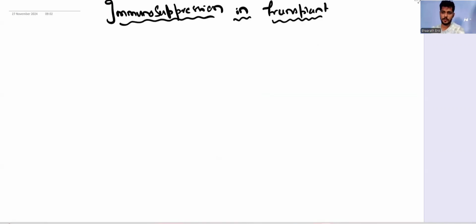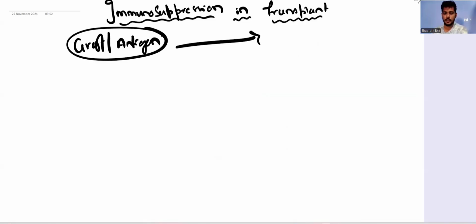So we'll start with immunosuppression in transplant. Now, whenever an organ is transplanted, this organ acts as a graft, a potential antigen in a host. To transplant a kidney, a liver, or a small bowel transplant is done. So that graft is a potential antigen to this host.